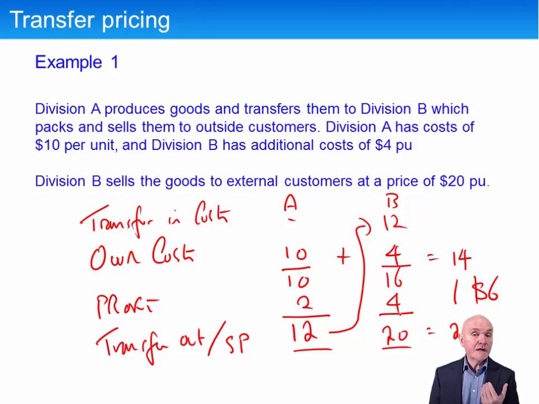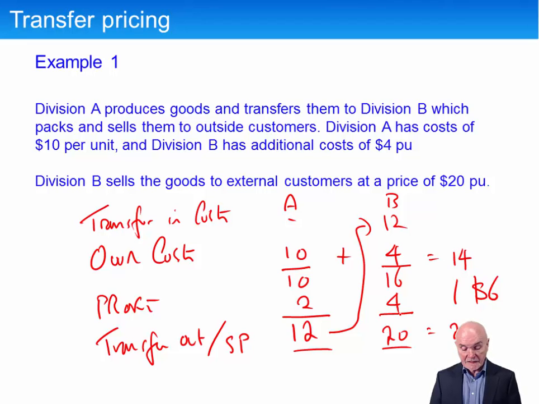If you're going to transfer goods at all, both parties must be willing to play ball. So A is willing to play at a transfer price of 12 because it gives it the opportunity of making 2 per unit. B is willing to operate as well because it gives it a profit per unit of 4. They both get profits, so that's okay.